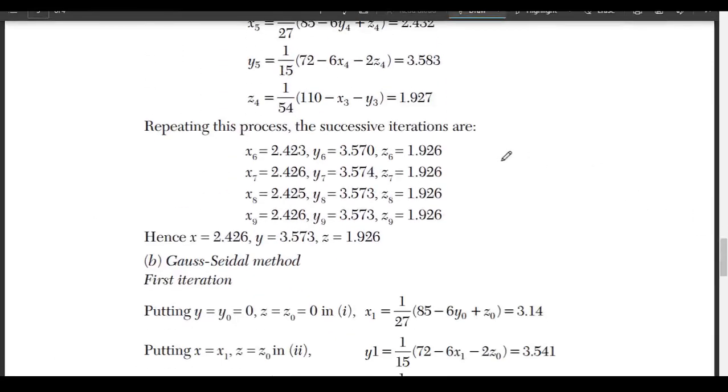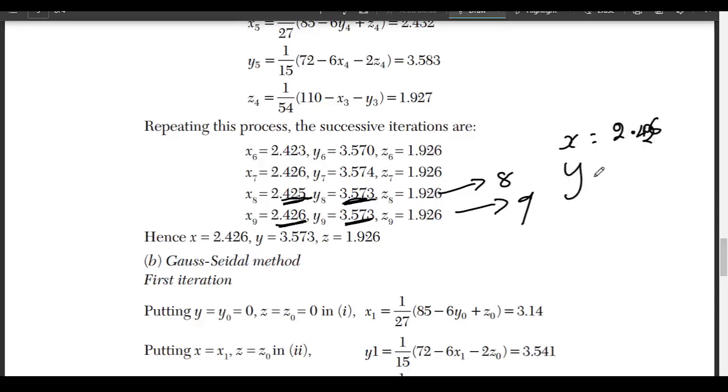After successive repetition of iterations, at the 9th iteration, these three values are the same. Comparing the 8th iteration with the 9th iteration, they became the same. Here also these two values are the same, this one the 8th iteration and this one the 9th. So 8 and 9 are the same. So we can take the x value as 2.426, the y value as 3.573, and the z value as 1.926.